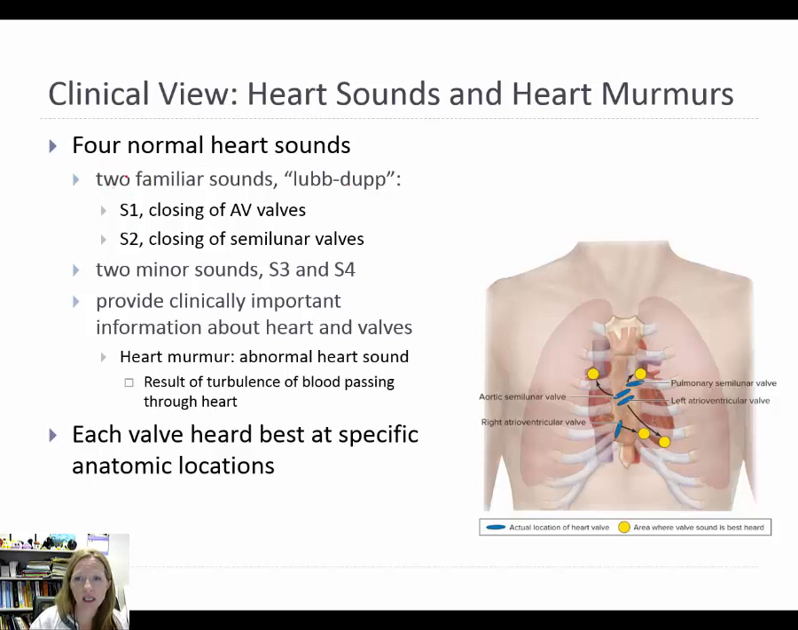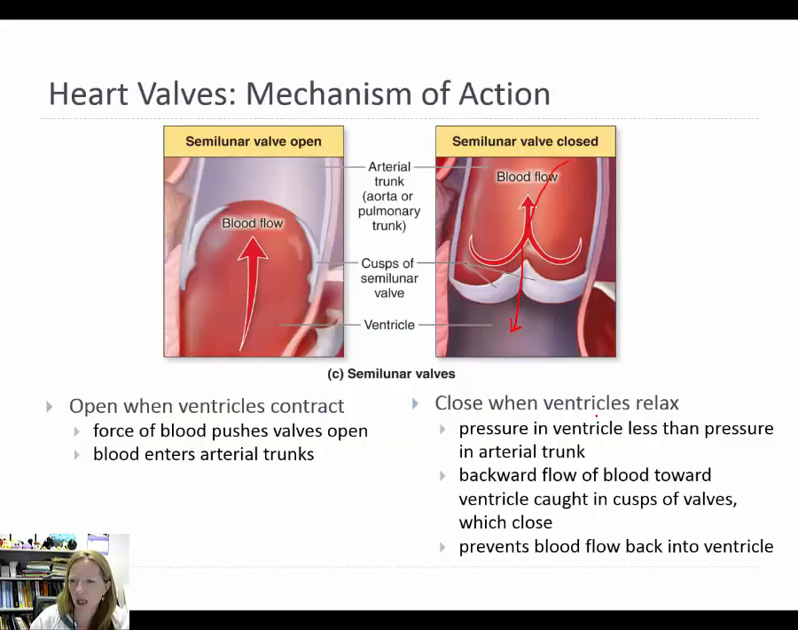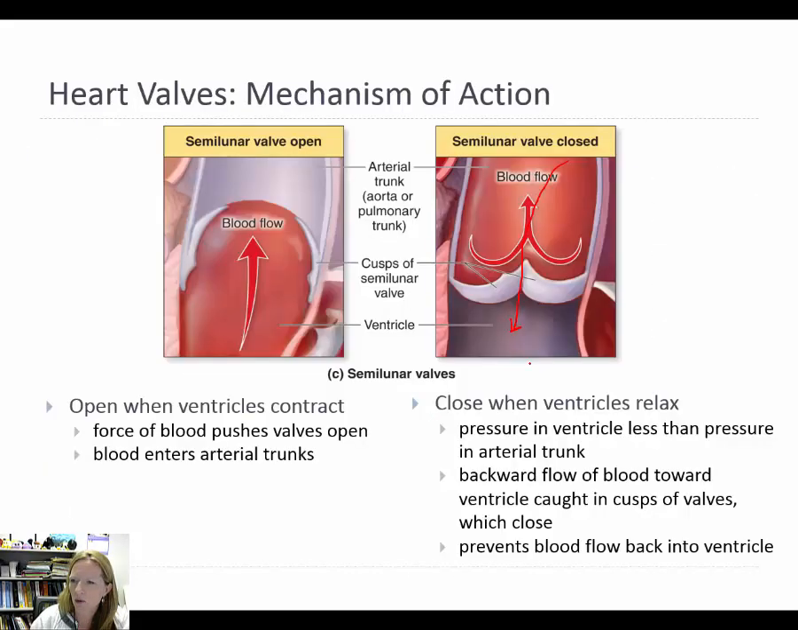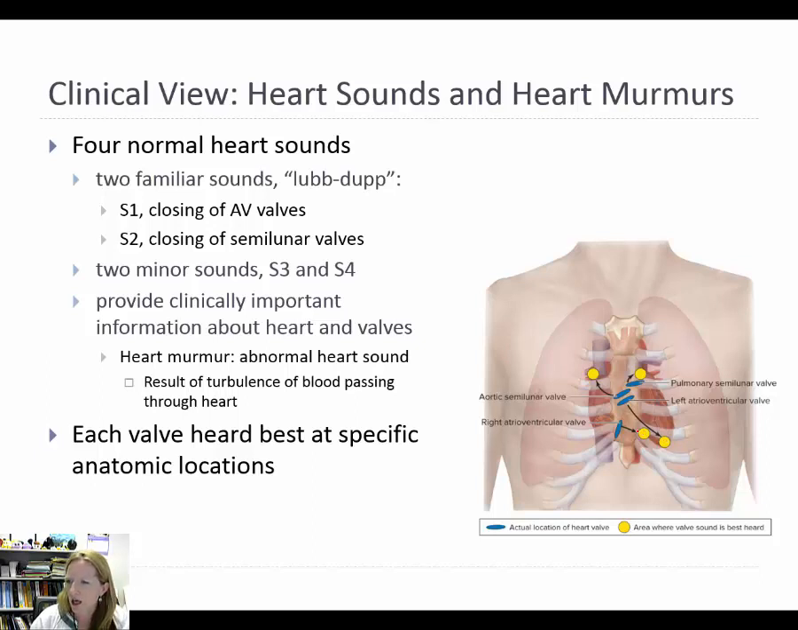Two of them you can hear very well, and they are the 2 familiar sounds, the lub-dub. You have an S1, and that's going to be when the AV valves close, so your tricuspid and your bicuspid. If you take a look at where they're located, they're a little bit lower than the semilunar valves. So when the doctor is checking the lower parts, he's checking the AV valves. They give off the first sound, that lub sound, whenever the AV valves close.